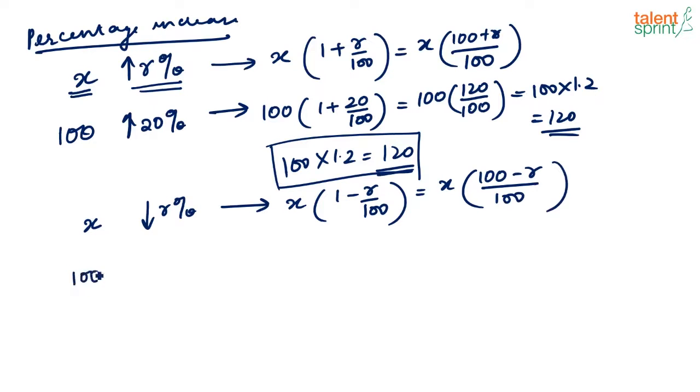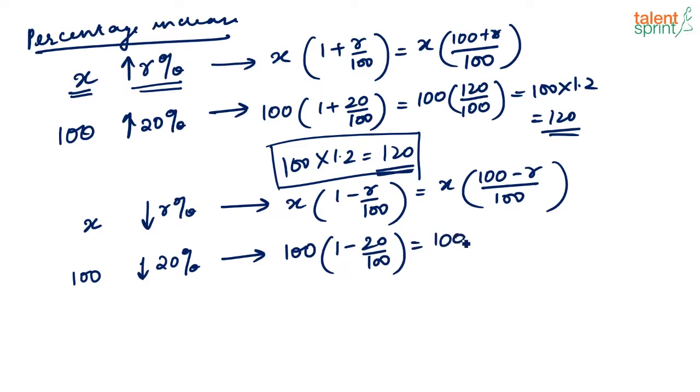If I am saying that there is an article which is costing 100 rupees and its price is reducing by 20%, what is the net price of the article? How do you do it? It's nothing but 100 into 1 minus 20 by 100, correct? So that is equal to 100 minus 20, that is 80. So 100 into 80 by 100 or 100 into 0.8, that is equal to 80.